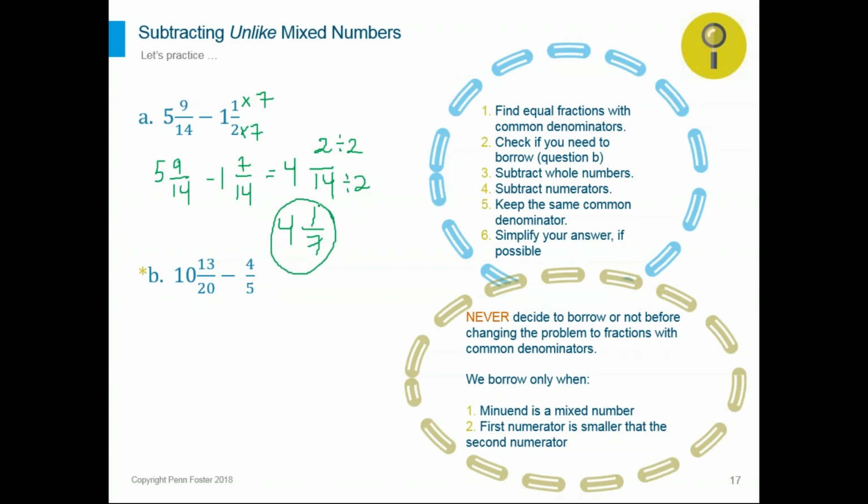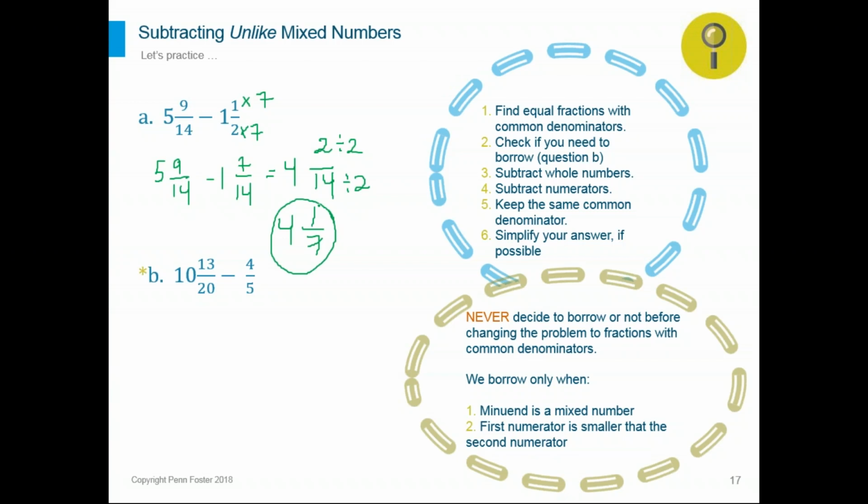Okay, now look at the question. 10 and 13 over 20 minus 4 over 5. From looking at this question, we realize we have unlike fractions. Do not attempt to decide if you're going to borrow or no borrow in this step. You have to change the problem to have like fractions first.